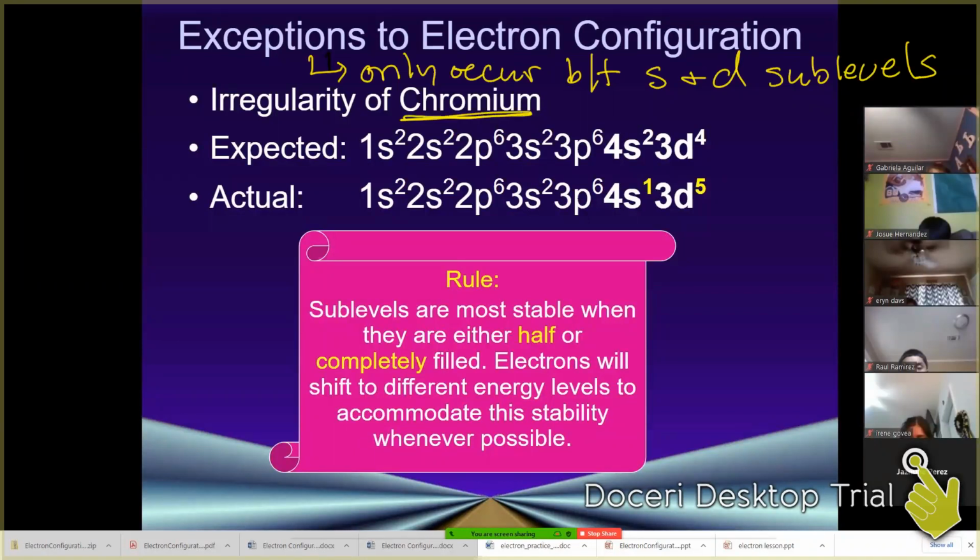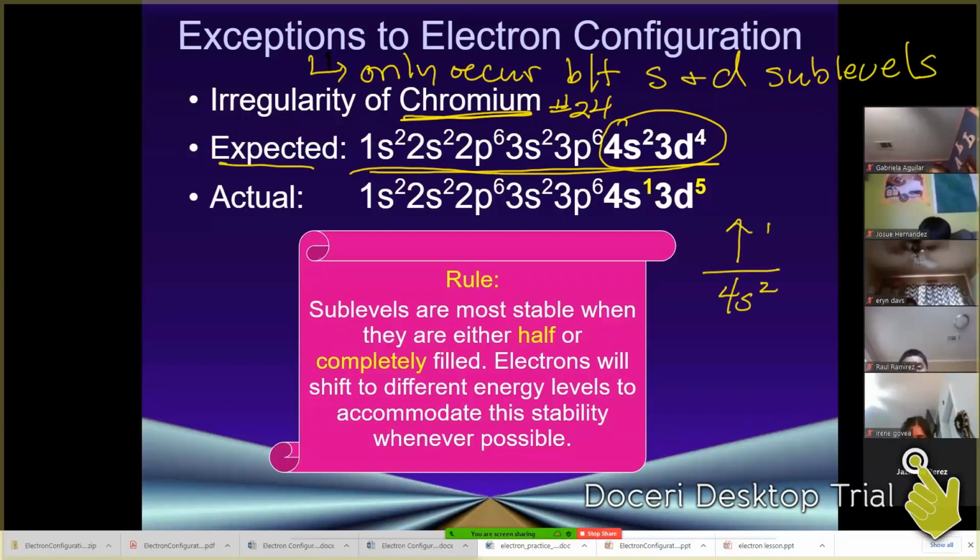So if I look at chromium, and chromium is element number 24, I would expect that it has this electron notation. That's what I would think it would be. So that means at the very end, I would have 4s2, and then I would have 3d4. That's what we think it would do if we followed all the rules that we've learned so far.